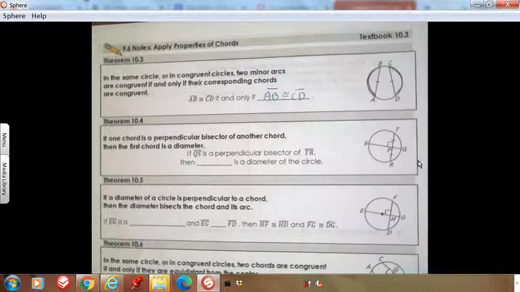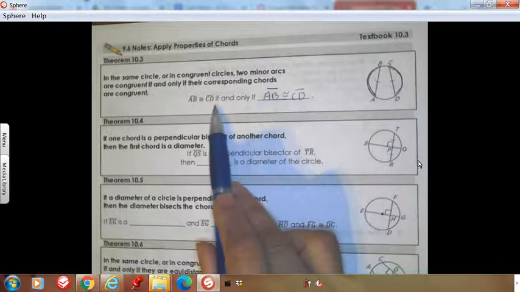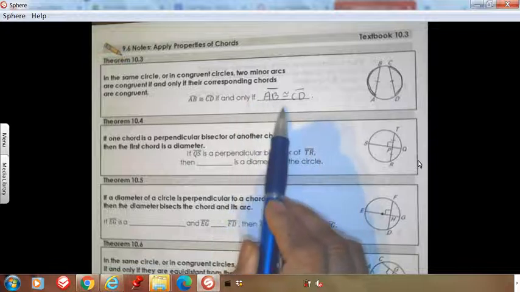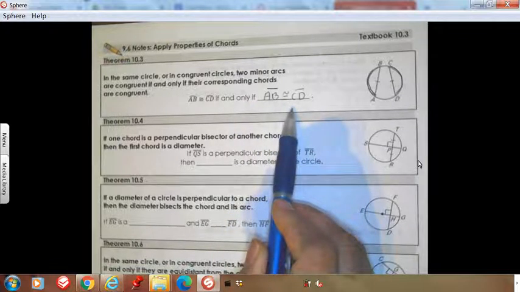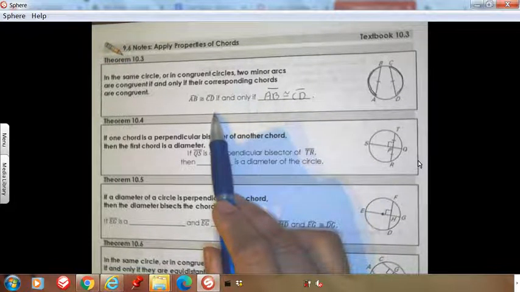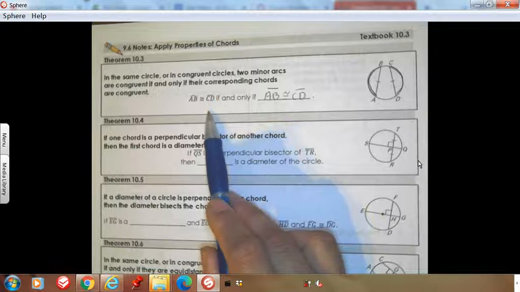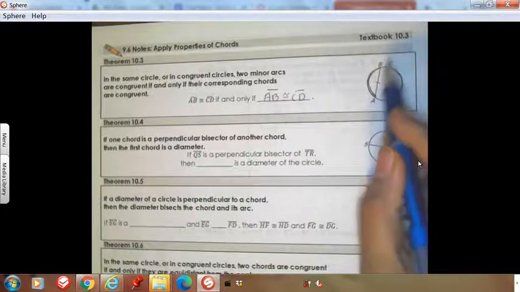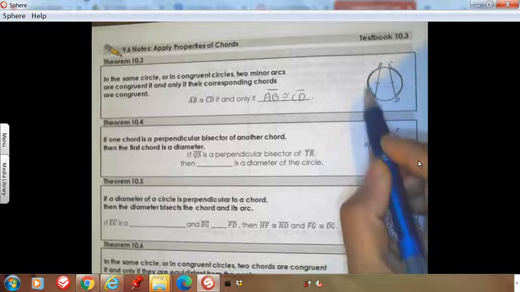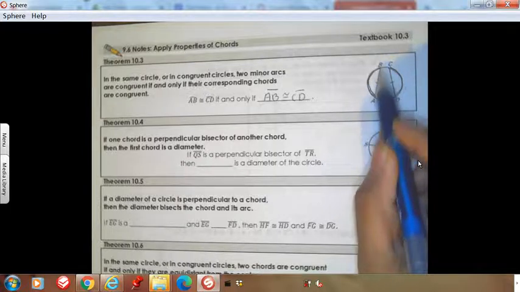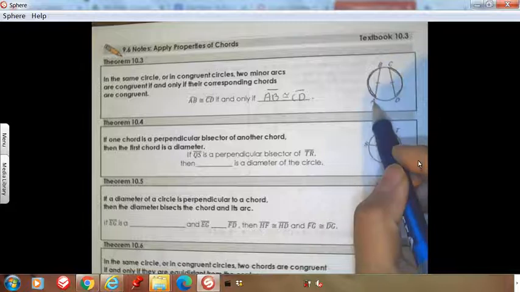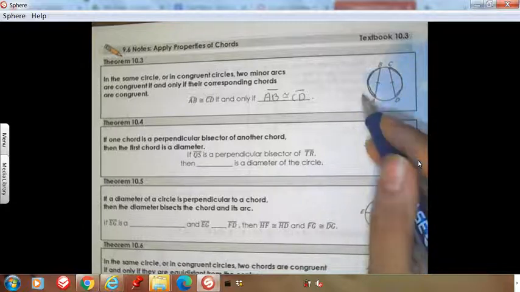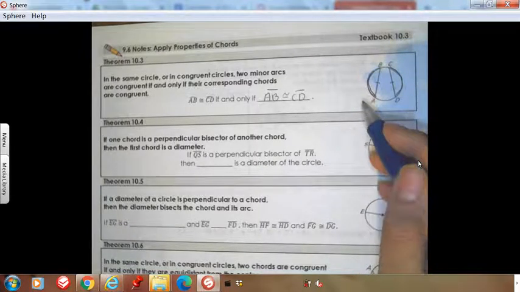And it works both ways. Because this says if and only if, you can technically say that if you know the chords are congruent, then their arcs will be congruent, or if you know the arcs are congruent, then you can say that the chords would be as well. So you just have to see which arc is being created from the chord. Make sure you're looking at specifically what arc it is. It helps to outline it like I just did here, or use a highlighter if you'd like. Both things are pretty helpful for that.